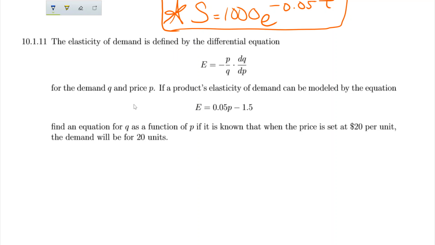Anyway, if a product's elasticity of demand is modeled by the following equation, so I know E, find the equation for Q as a function of P if it is known that when the price is set at $20 per unit, the demand will be 20 units. So we have this set point, and we have something that describes the elasticity. We're going to use the demand equation to figure out what this is going to look like. So since I know the value of E, I'm going to replace it in this equation with what it's equal to. So 0.05 P minus 1.5 equals minus P over Q dQ dP.